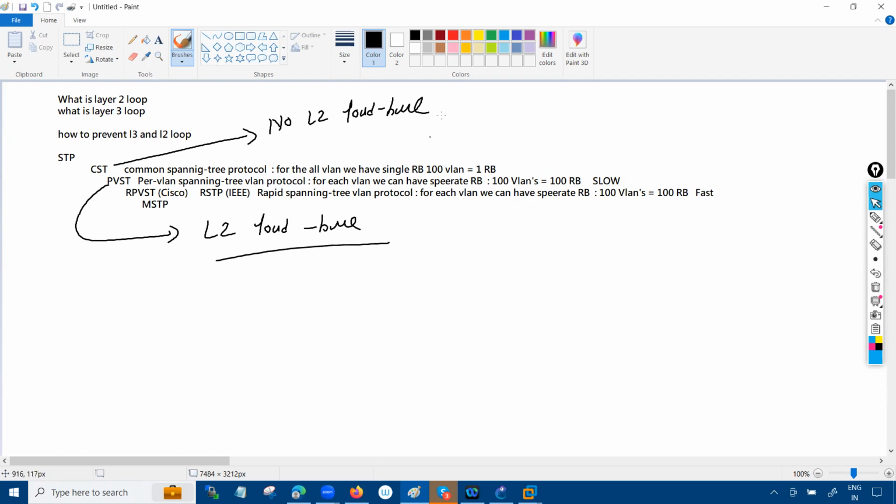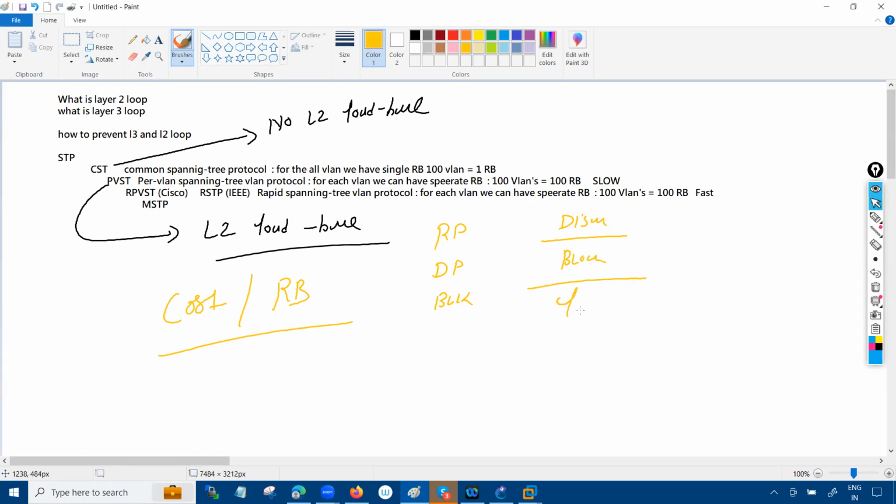Then after that, we have seen how to manipulate the cost and how to manipulate the root bridge. We have seen the election of the ports: root port, DP port. Then we have seen the blocking port. Then we have also seen the spanning tree states, like the disabled state, then the blocking state, right? For a few milliseconds, the port will go to the blocking state.